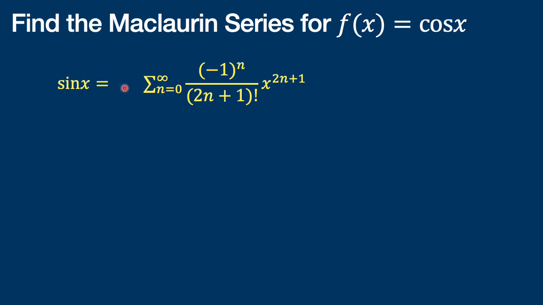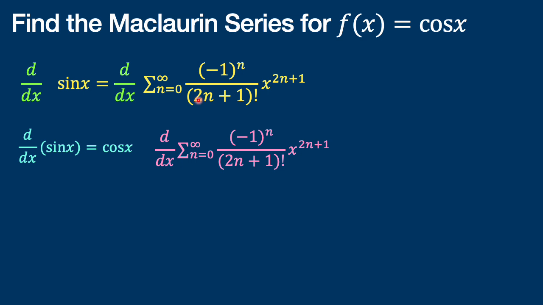So sine x is the summation of negative 1 to the n over 2n plus 1 factorial x to the 2n plus 1. So we're going to differentiate sine. Another way to say it, the derivative of sine is cosine x. So we're going to take the derivative of both sides and find the Maclaurin series. The derivative of sine is cosine. So we take the derivative of this Maclaurin series.